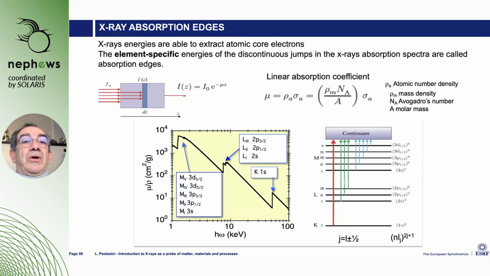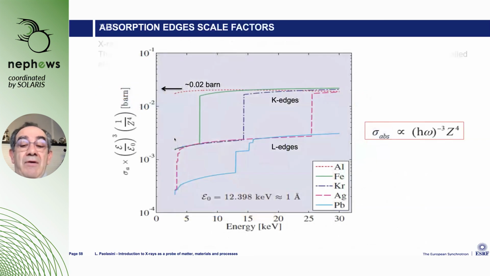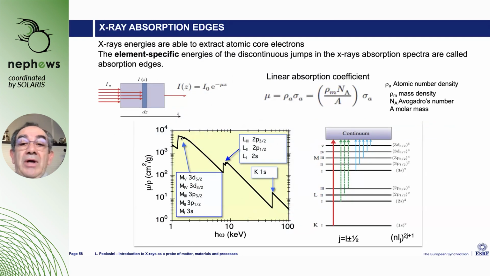When we measure the attenuation which the X-rays have when they cross a material, this attenuation coefficient is called the linear absorption coefficient, which is proportional to the atomic number density and absorption cross-section. We can see that when we tune the incident energy across the different absorption edges, we have one jump in the case of what we call the K edge, we have 3 jumps in the case of the L edge, or we have 5 jumps for the M edges.